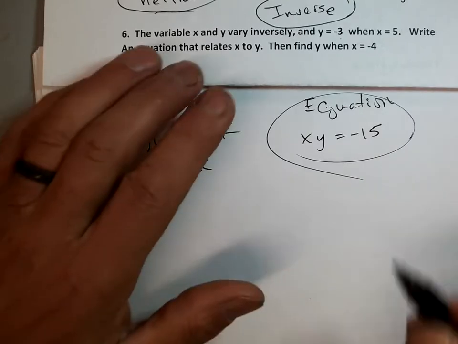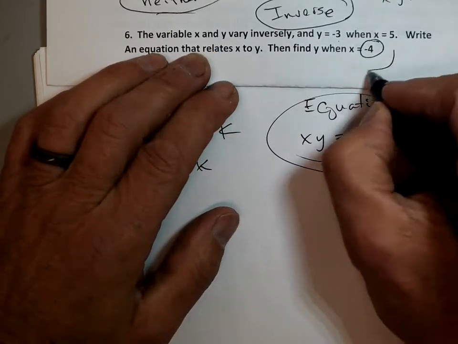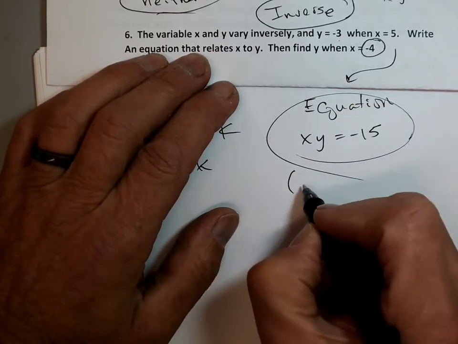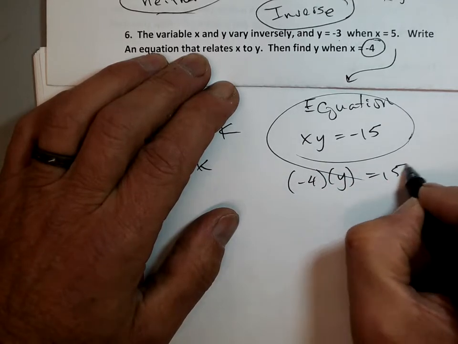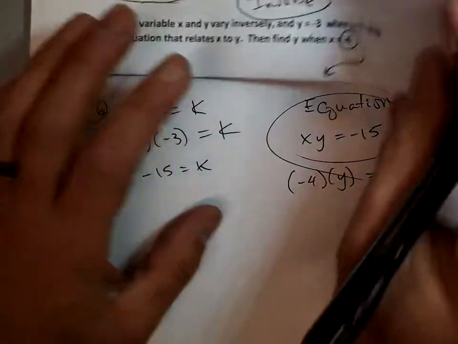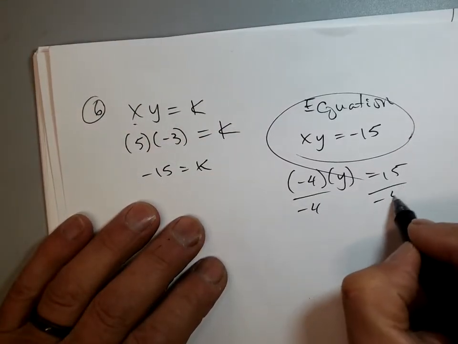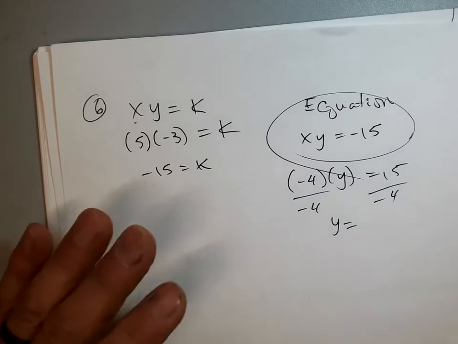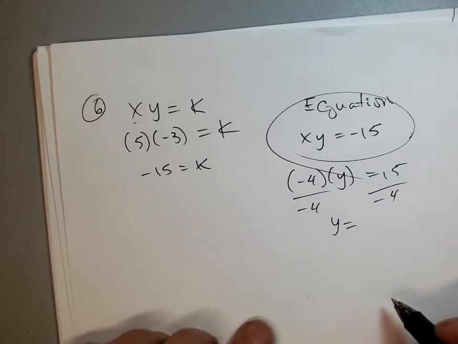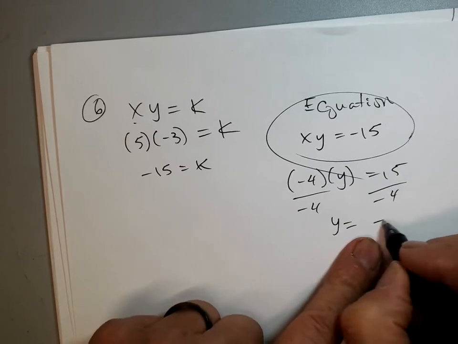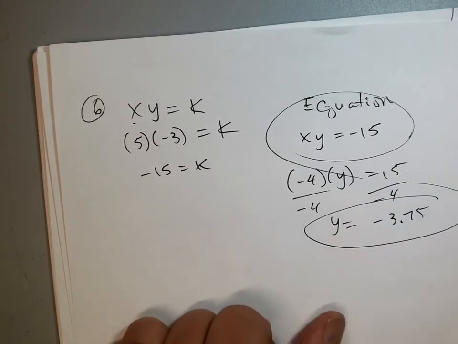So let's plug in negative 4. So I'll plug in negative 4 in for x, and I'll go, okay, negative 4 times y equals negative 15. And I'll solve, right? So I'll divide by negative 4, divide by negative 4, and y equals, let's see, 15 divided by negative 4. Oh, must be a negative 3 3/4 probably. Negative 3.75. We'll do it on the calculator.